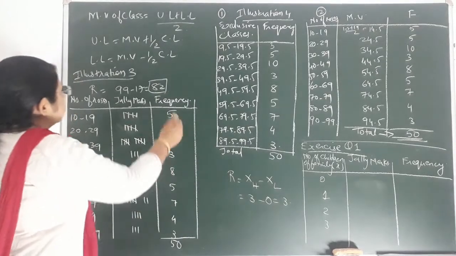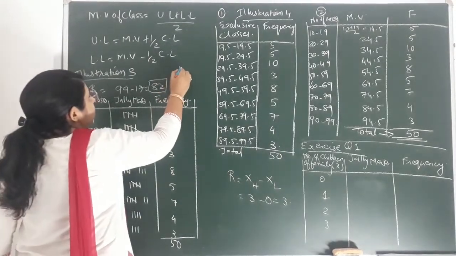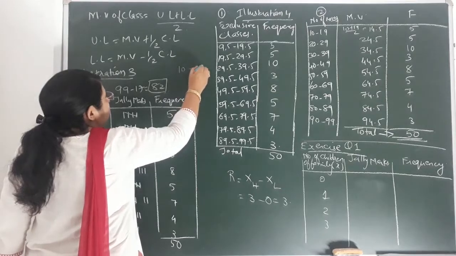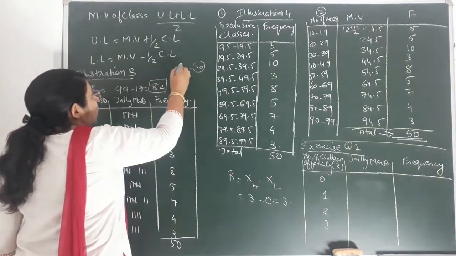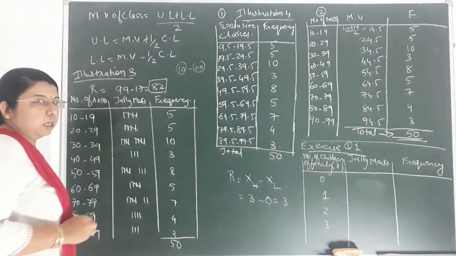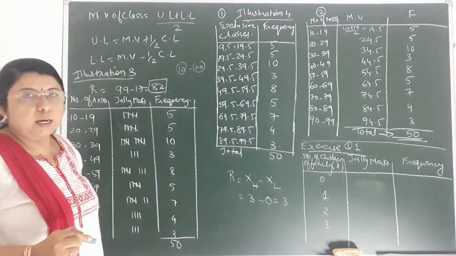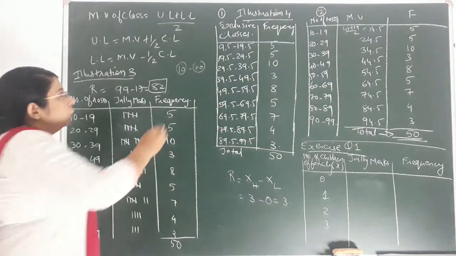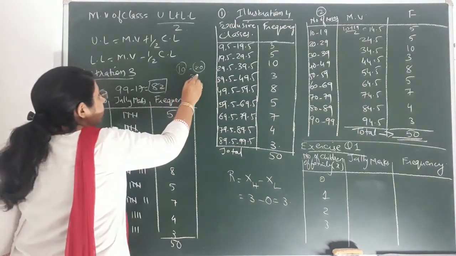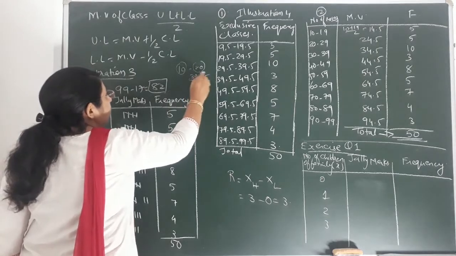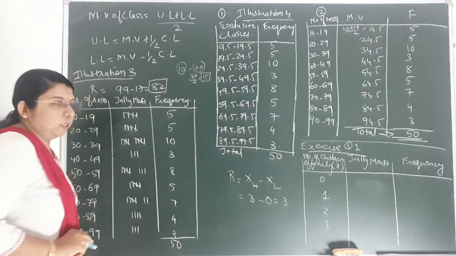Suppose one class is given to you, say 10 to 20. So what is the upper limit? That is 20, and what is the lower limit? That is 10. So upper limit plus lower limit divided by 2. So 20 plus 10, that would come to 30. So 30 divided by 2. So the mid value would come to 15.